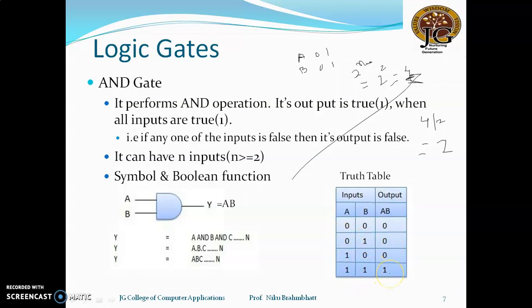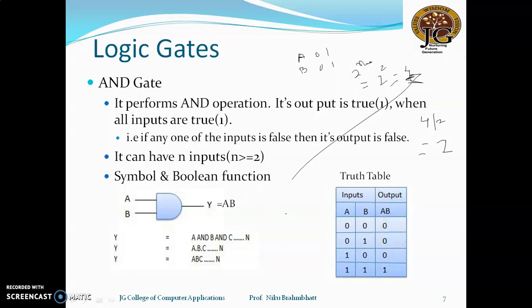However, there is a shortcut by which you can directly put the value as an output. Just remember the definition of the AND gate. Its output is 1 when all inputs are 1. That means from these combinations, you just find the row where the value of all the inputs, here two inputs, A and B both, is equal to 1. In this row, the value of all inputs is 1, so directly you can say its output is 1. In other rows, you need to put 0. So this is about the AND gate.